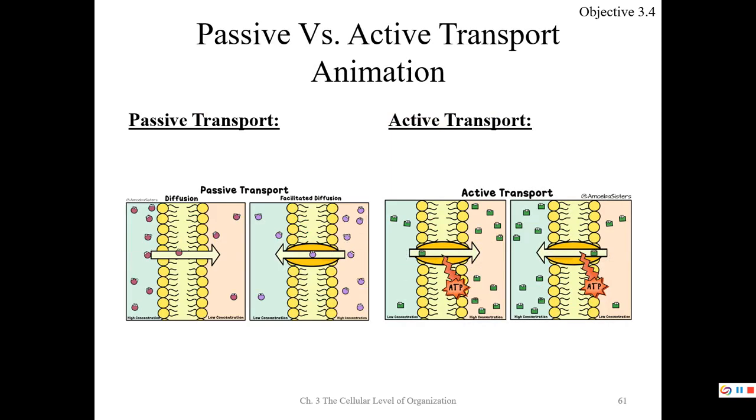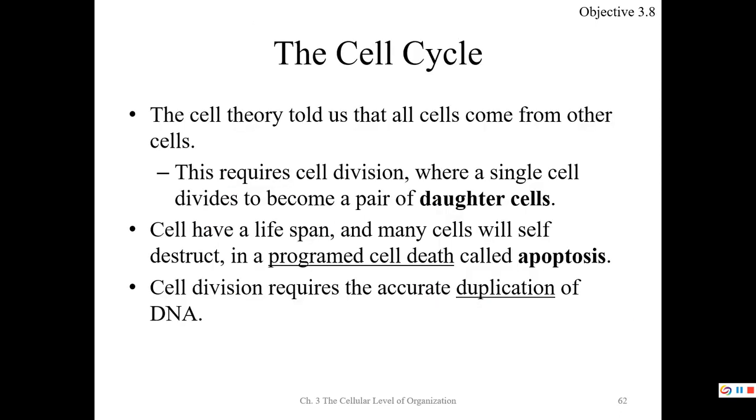So diffusion, simple diffusion, is simply through the phospholipid bilayer. Facilitated diffusion is through a protein. Active transport needs ATP to make it happen.